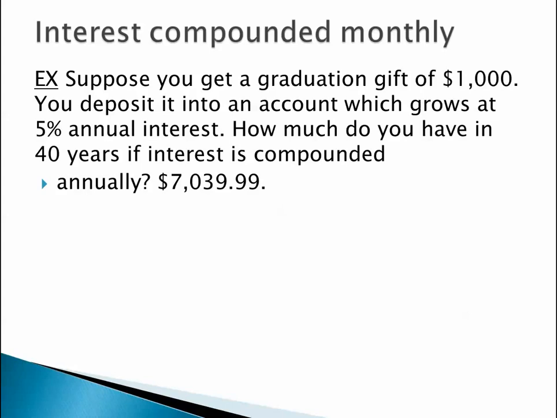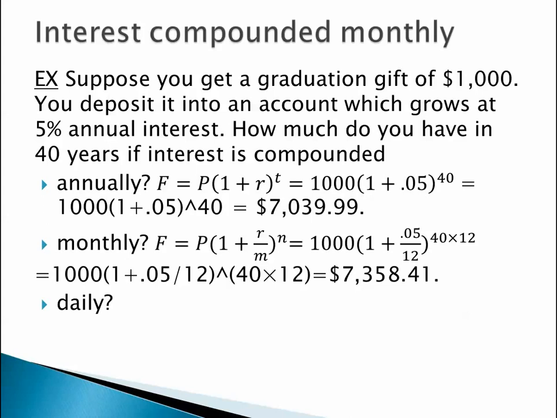Suppose you get a graduation gift of $1,000. You deposit it into an account which grows at 5% annual interest. How much do you have in 40 years if the interest is compounded annually? We saw in the previous video, that's $7,039.99. If it's compounded monthly, it's $7,358.41. What if it's compounded daily?